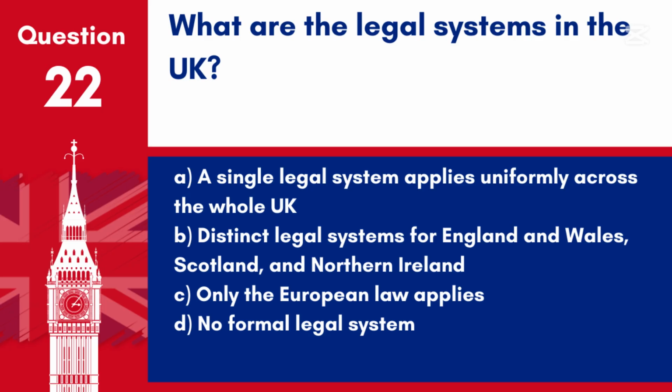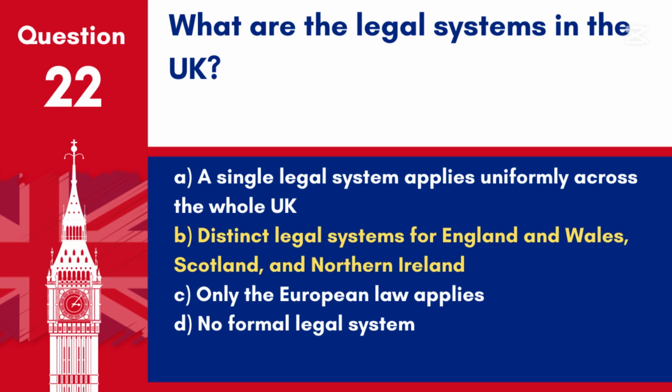Question 22. What are the legal systems in the UK? A. A single legal system applies uniformly across the whole UK. B. Distinct legal systems for England and Wales, Scotland, and Northern Ireland. C. Only the European law applies. D. No formal legal system.